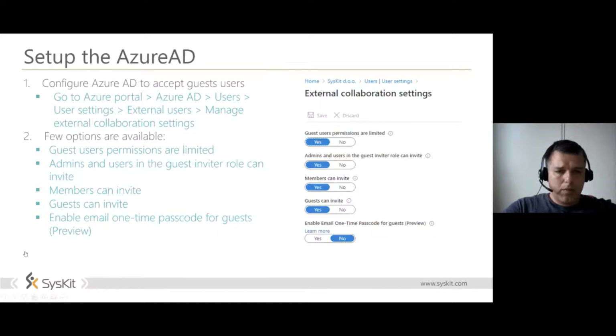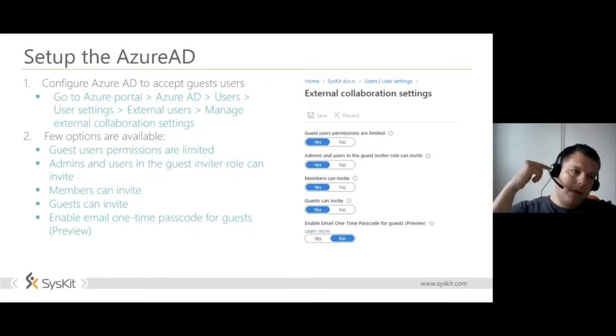And the last option that we have, and that is in preview, is basically the email one-time passcode. This is really great. The feature authenticates guest users when they cannot be authenticated through Azure AD, a Microsoft account, or Google Federation. So with one-time passcode authentication, there is no need to create a Microsoft account when the guest user redeems an invitation or accesses any shared resource that was shared with him.